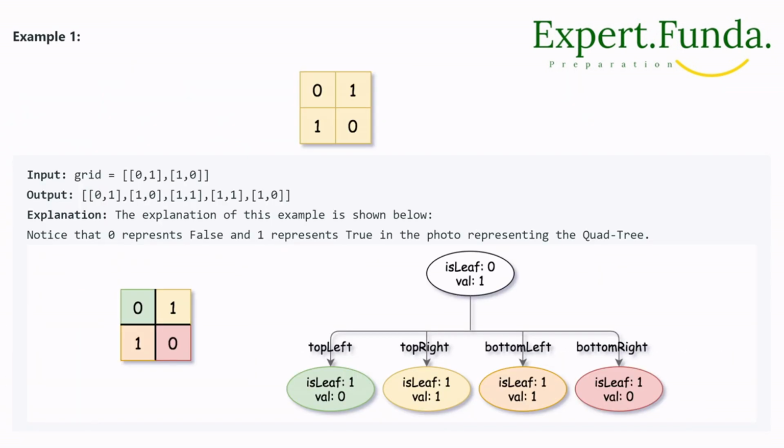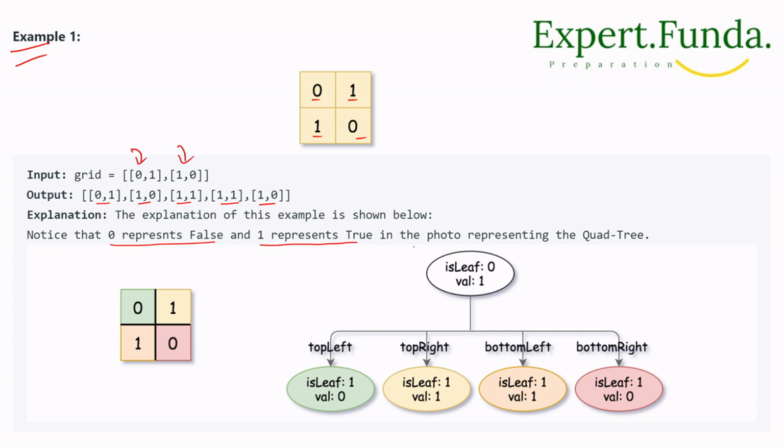Let's understand this example 1 so that it will clear the concept. We are given a grid that contains 0 1 0 1 1 0. If you represent it in the grid, it will look like 0 1 1 0. The output says we will make 0 1 1 0 1 1 1 1 1 0. So how will it work? Let's understand the explanation. Notice that 0 represents false and 1 represents true.